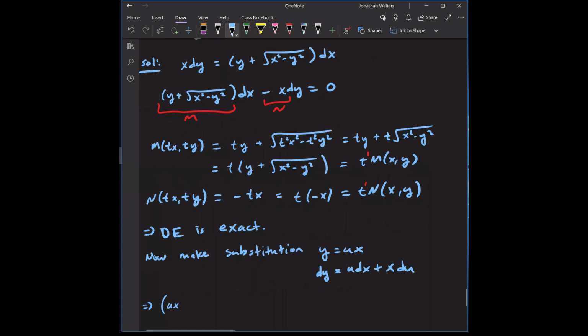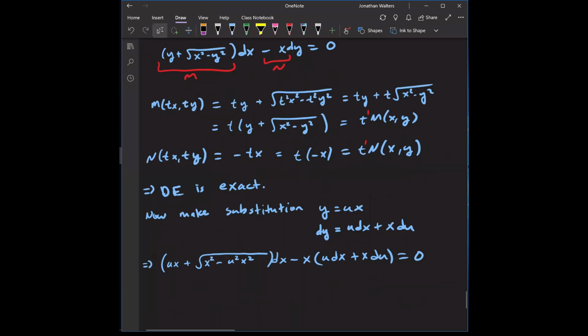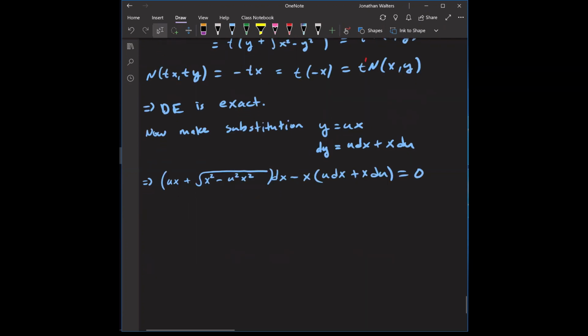So that's going to be (ux plus square root of x squared minus u squared x squared) dx minus x times (u dx plus x du) equals 0. So I'm just substituting everything into the differential equation right here, where it's in differential form, everything's on the left. Now, I distribute and try to find some cancellations, hopefully. So if we do the distribution here, we get ux dx plus square root of x squared times (1 minus u squared) dx minus ux dx minus x squared du equals 0.